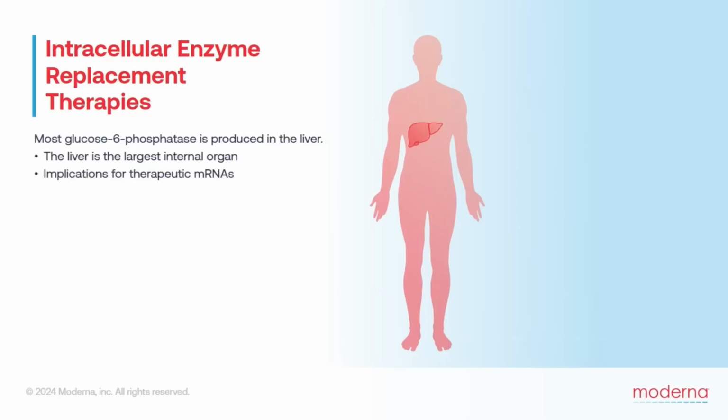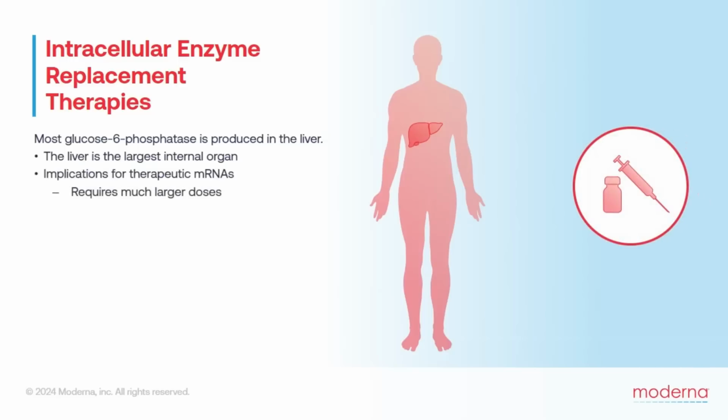Because the liver is so large, doses of therapeutic mRNAs required to generate a therapeutic effect are large. So unlike vaccines, where a very small amount of mRNA, often as little as tens of micrograms, can elicit the desired response, enzyme replacement requires many milligrams of therapeutic mRNA. That is, over 1,000 times more. But this is still tiny compared to the grams of mRNA already present in the body.